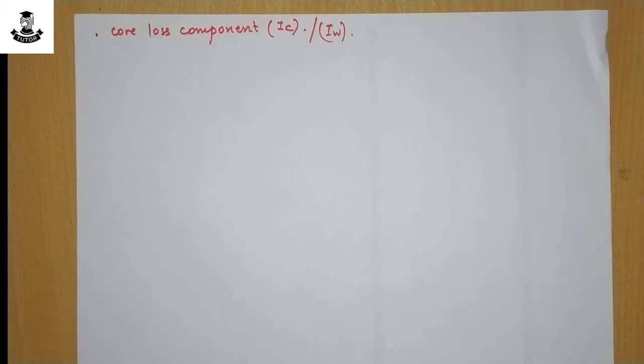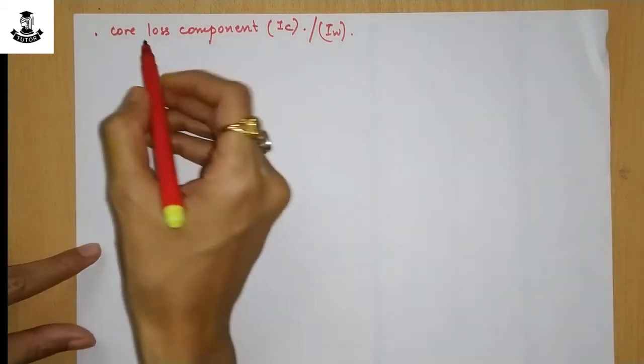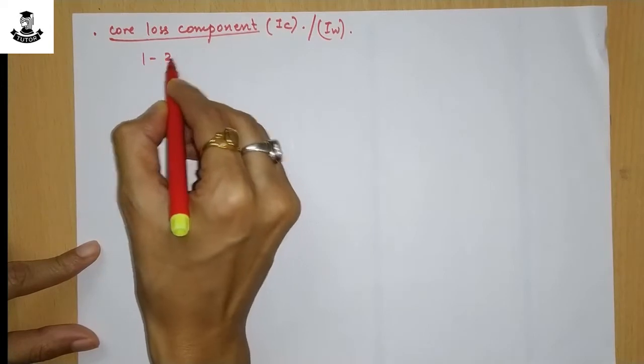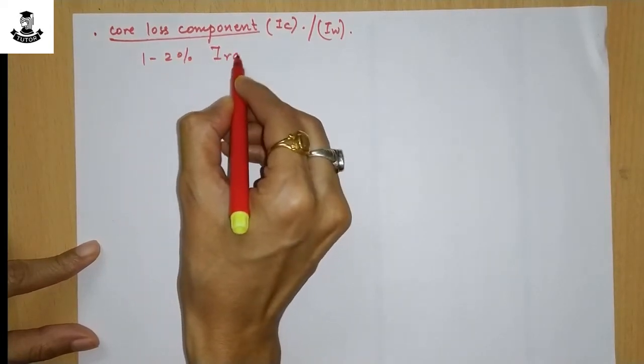Now, it is the component of the current drawn by the primary winding of the transformer to produce rated power loss within the transformer core. It is a purely active component of the current. Its magnitude is 1 to 2% of the rated current, 1 to 2% of I rated.